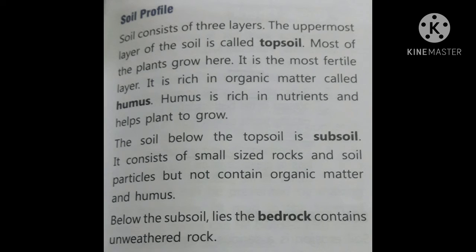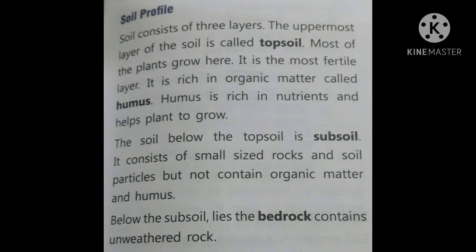Soil profile. Soil consists of three layers. The uppermost layer of the soil is called topsoil, and most of the plants grow here. It is the most fertile layer and it is rich in organic matter called humus. Humus is rich in nutrients and helps plants to grow.